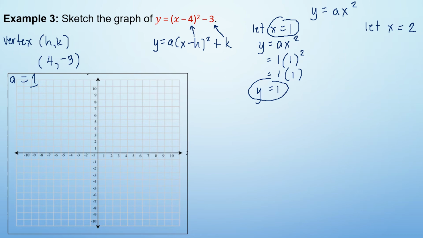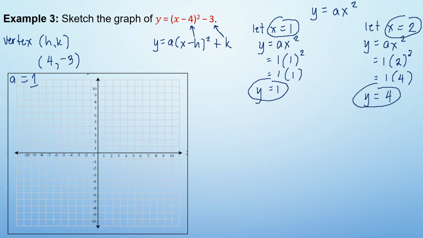Next, using the same formula, y is equal to ax squared, a is equal to 1, and let x be equal to 2. So we substitute 2 to x. We have 1 times 2 squared, that is equal to 4. 1 times 4 is equal to 4.